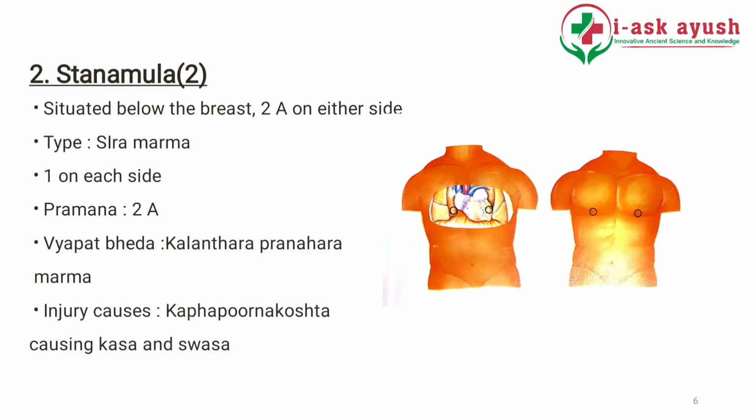Next is Stanamula. Stanamula is 2 in number, situated below the breast, 2 angula on either side. Type is Sira Marma, 1 on each side. Pramana is 2 angula. Vyapat Peda Kalandara Pranahara Marma and its injury causes Kapha Purna Kosta causing Kasa and Shwasa.